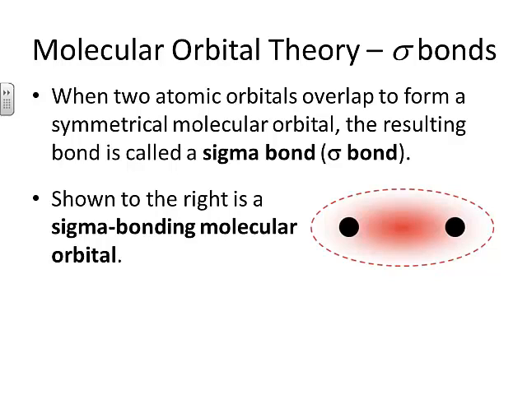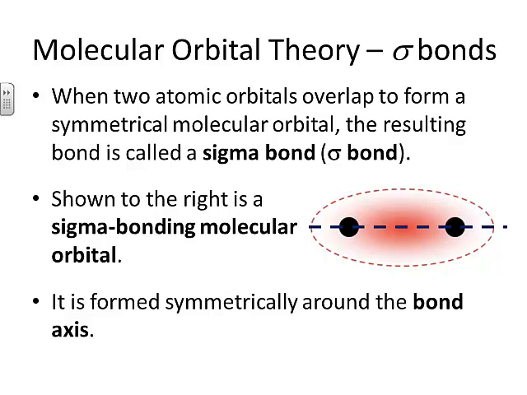Notice it's symmetrical, it's oval in shape, it has this blue bond axis right here that goes through the center of the two nuclei of the atoms that are bonding together. So a sigma bonding molecular orbital is formed symmetrically around that bond axis.